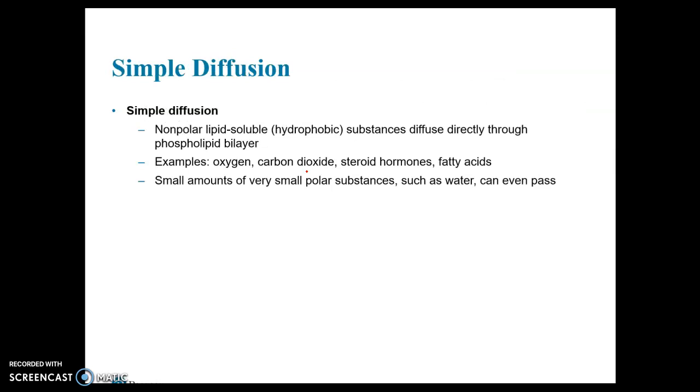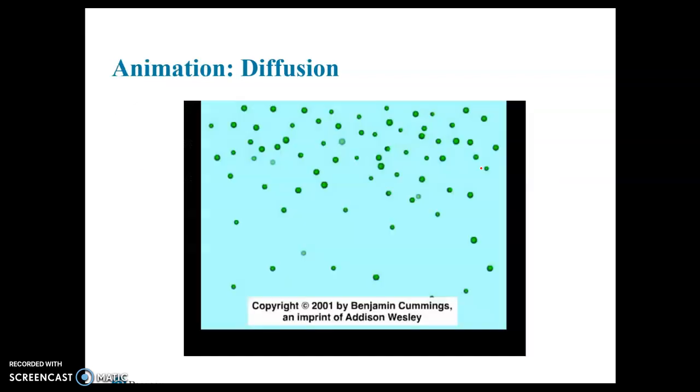All right. So the substances that move across the plasma membrane through the phospholipid bilayer are nonpolar lipid-soluble substances. That means they're hydrophobic. Examples would be oxygen, carbon dioxide, steroid hormones, and fatty acids. These are substances that just simply diffuse across the phospholipid bilayer. And here's an animation of diffusion on slide 50.